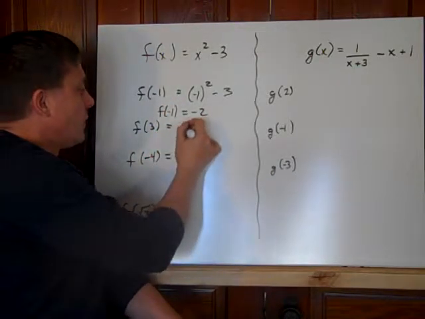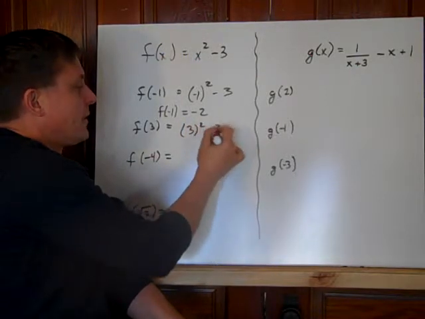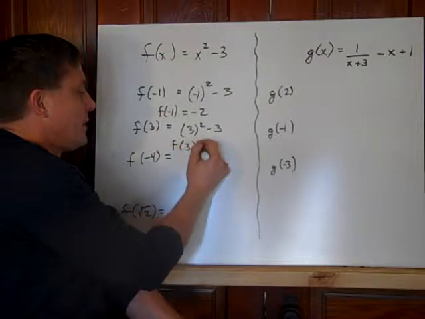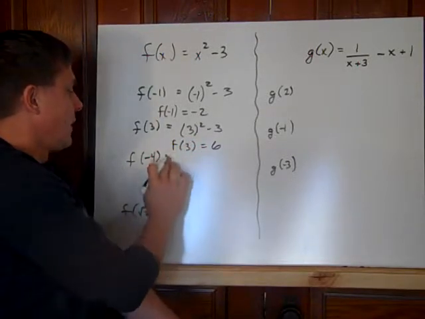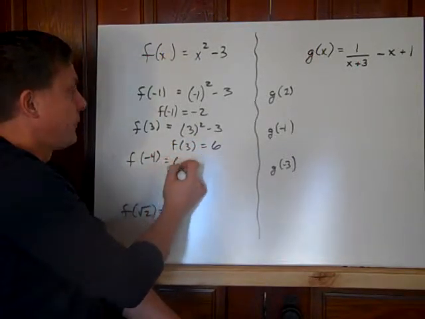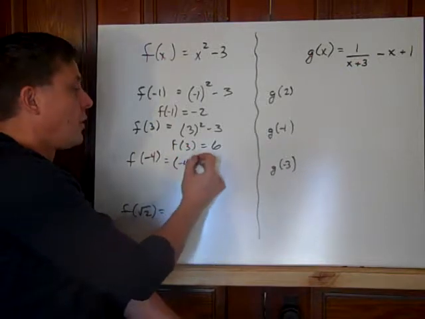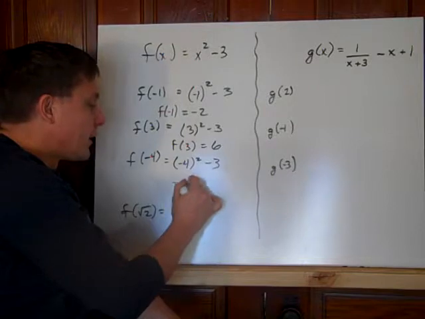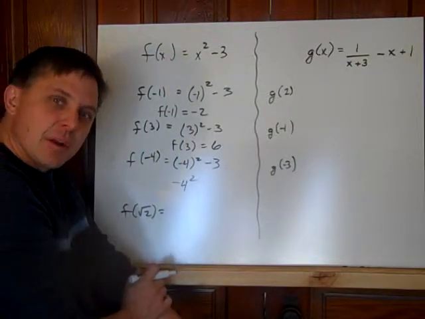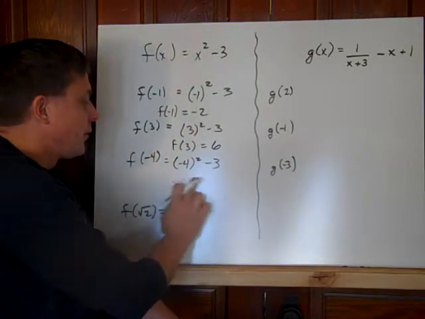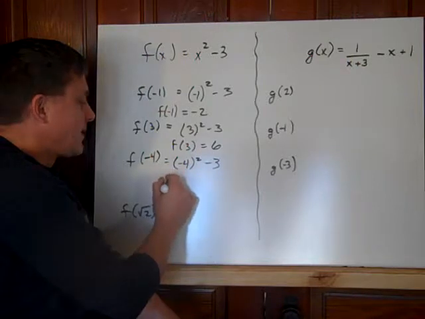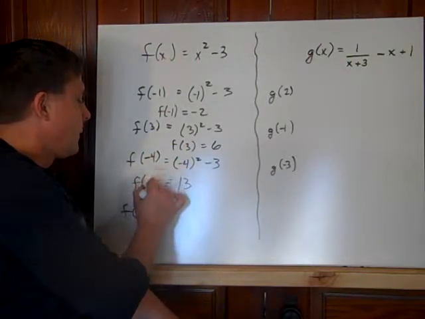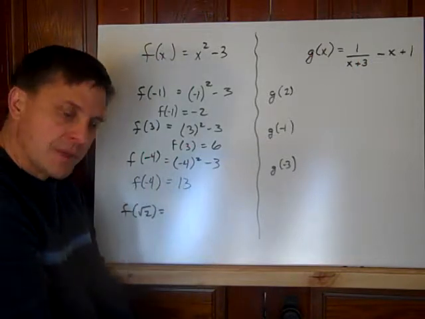For 3, we just go 3 squared minus 3. 3 times 3 is 9. 9 minus 3, f of 3 is 6. For the last one, f of negative 4. Alright, negative 4 quantity squared minus 3. You notice I don't write this, because it's not equivalent. I have to replace the variable with parentheses. I get 16 minus 3, I get 13. I get f of negative 4 equals 13.